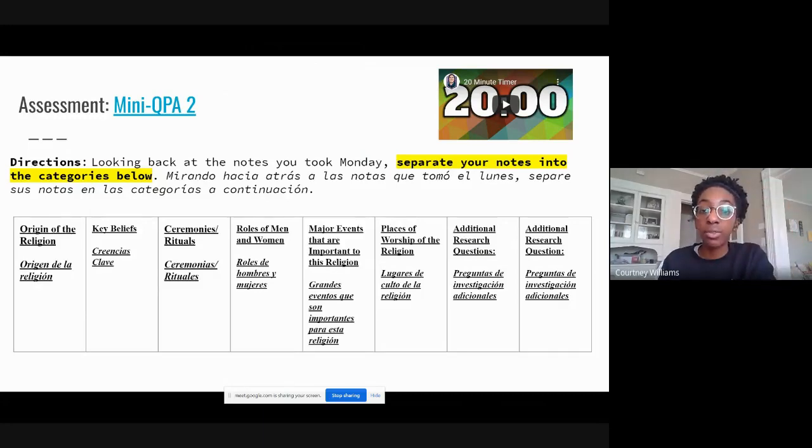And I also added for number 6, places of worship, right? So for example, for Christianity, there are a variety of different churches that you can attend, and that would be a place of worship.